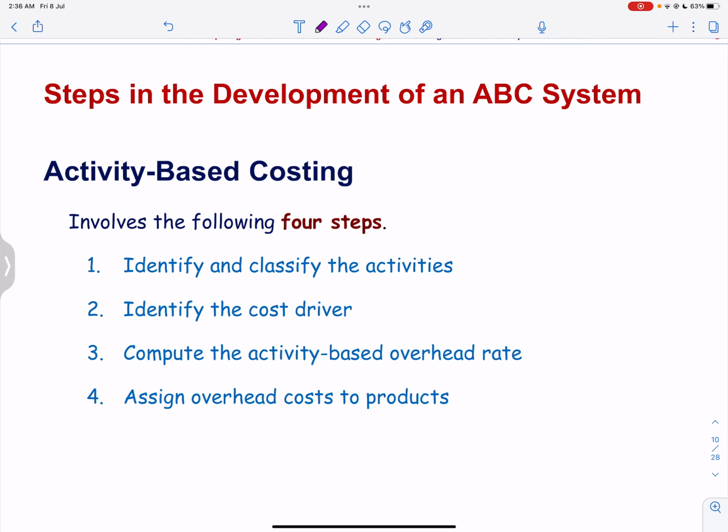Activity-based costing involves 4 steps. Number 1, identify and classify the activities involved in the manufacturing of specific products and allocate overhead to cost pools. Then identify the cost driver that has a strong correlation to the cost accumulated in the cost pool. Then compute the activity-based overhead rate for each cost driver. And then finally assign overhead cost to products using the overhead rates determined for each cost pool, that is, cost per driver.